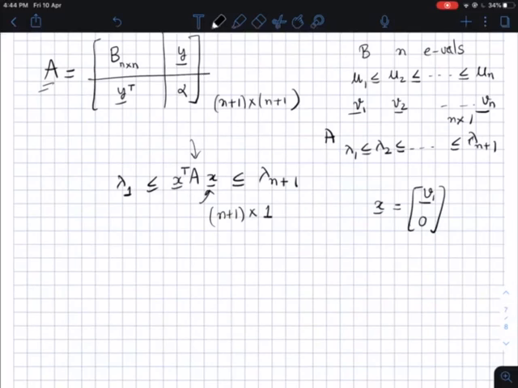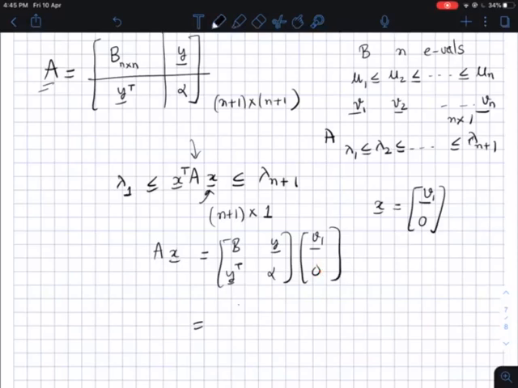So what I'm going to do is try to compute x transpose Ax. Let's actually just compute Ax first. It's very easy to see what Ax is. Ax is going to be like B, y transpose, alpha multiplied with v1, 0. We'll just multiply the block matrices as if they were regular matrices. So B gets multiplied with v1 plus y gets multiplied with 0.